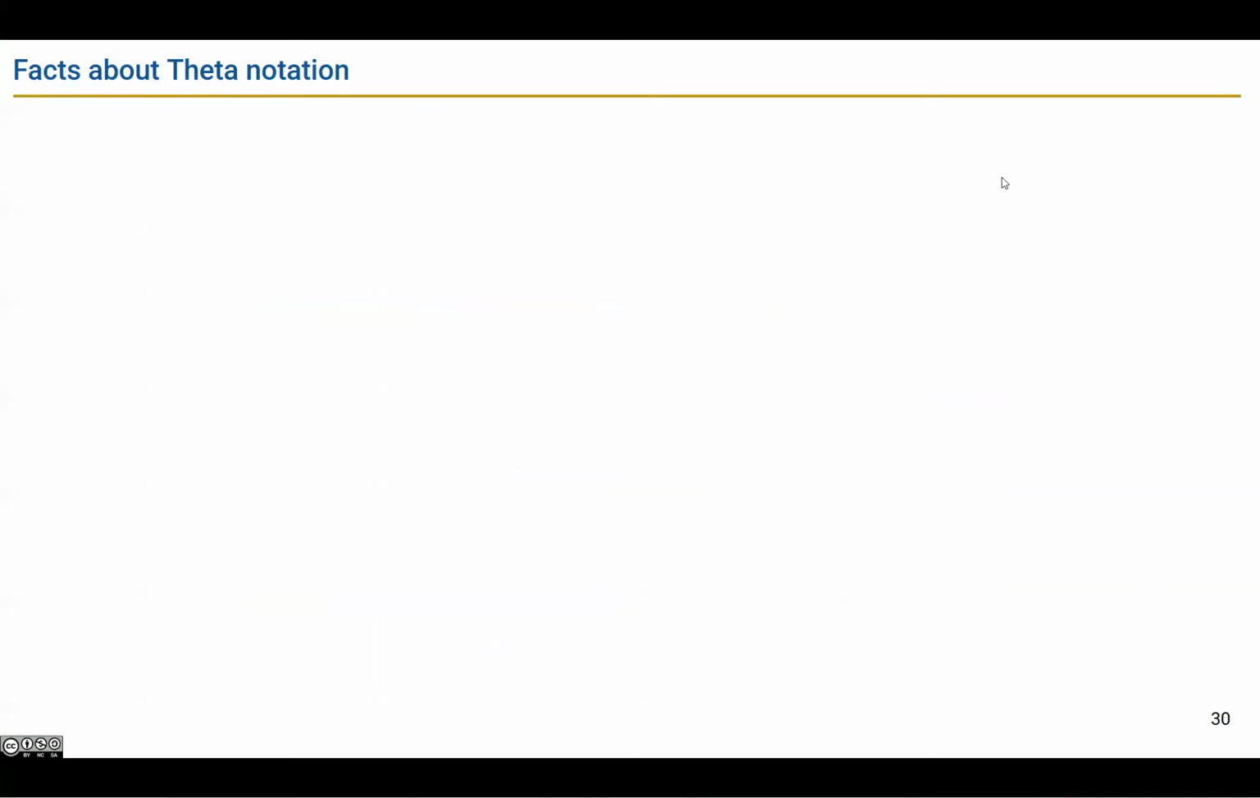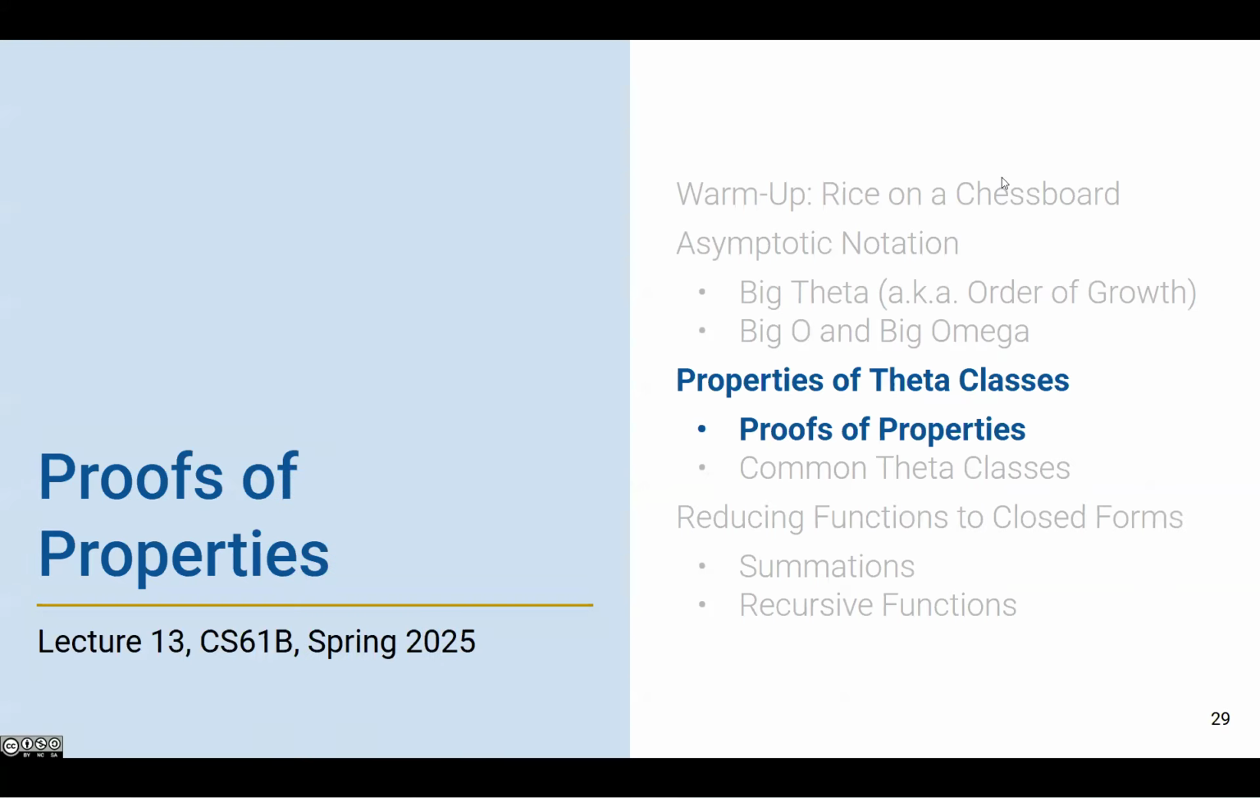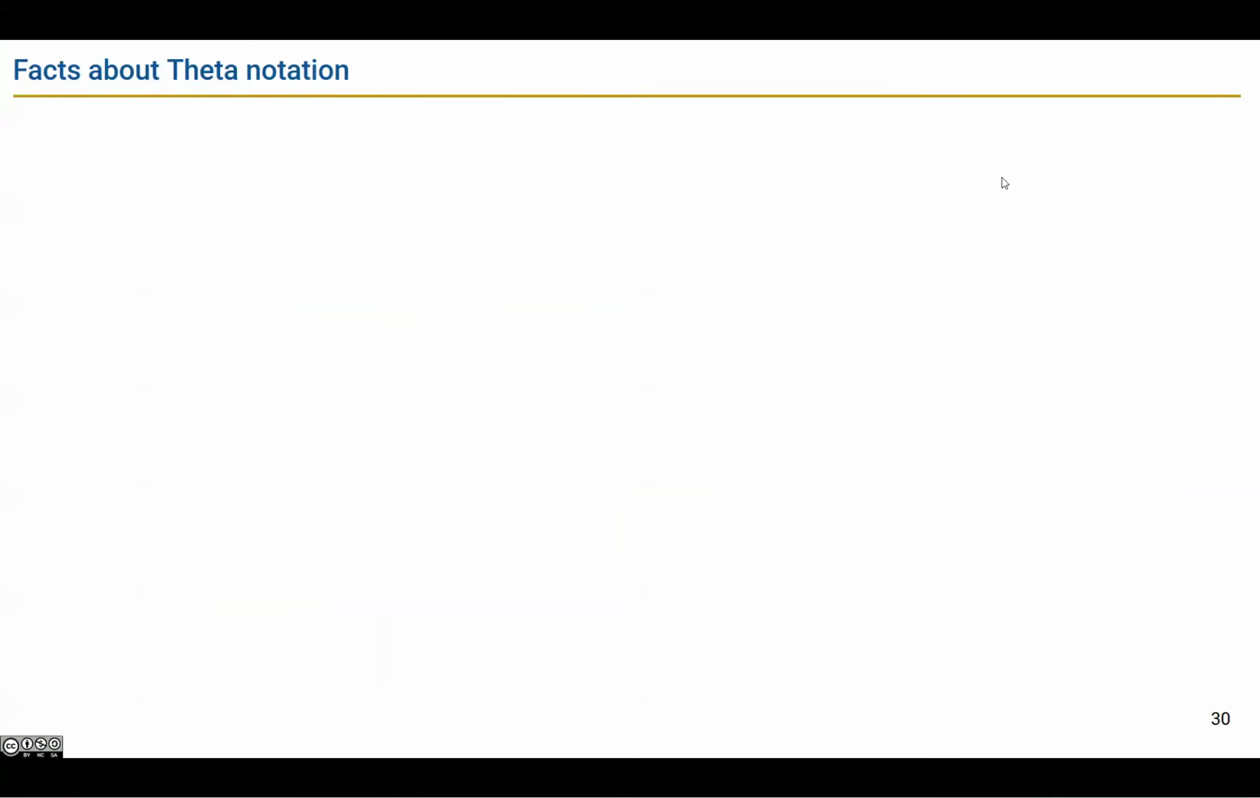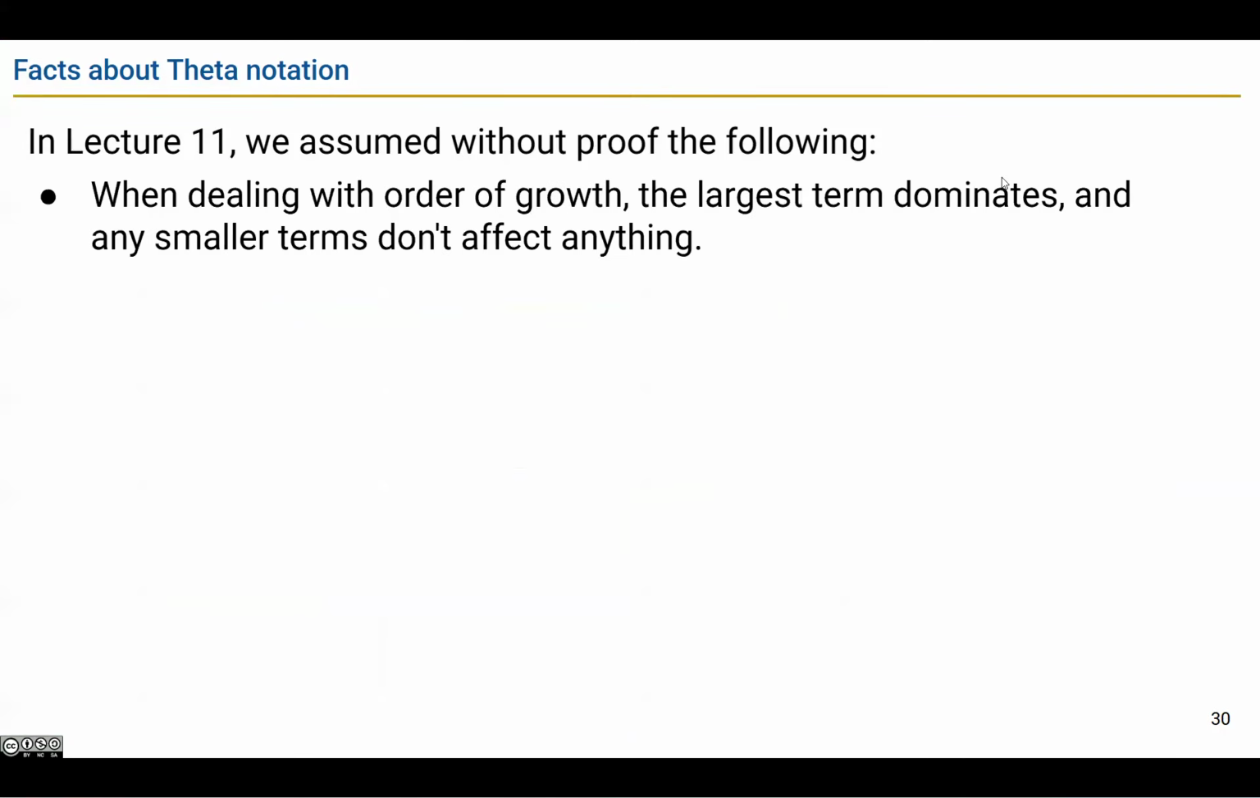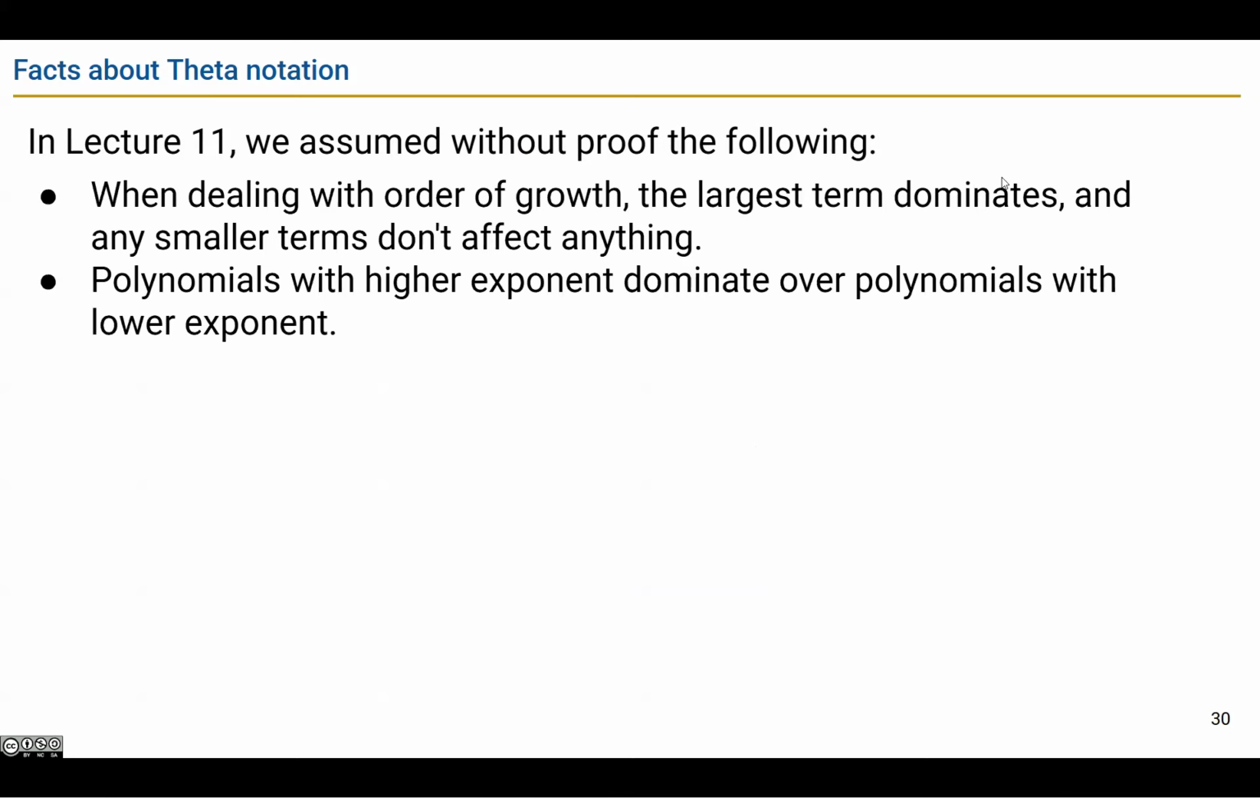Now, let's try and prove a few things about these theta bounds. I like to use these definitions in actual proofs to get a better sense of how they work. So in lecture 11, we assumed a few things. We assumed specifically that when dealing with order of growth, the largest term dominates. So we were saying we can ignore the n cubed term when there's an n to the fourth term. We didn't actually prove that yet. And we also didn't prove that polynomials with higher exponents dominate over polynomials with lower exponents, that n to the fourth is actually going to grow faster than n cubed. Let's try and actually prove some of these statements.